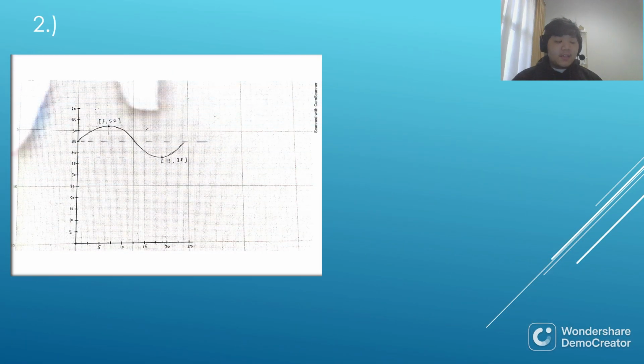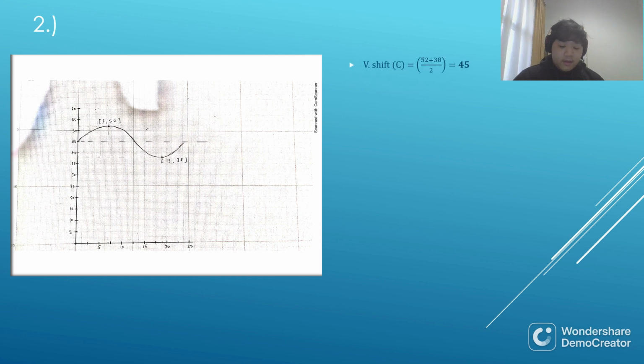Now, for number 2, as you can see on your screen right now, is the handmade graph that I have created on a graphing paper. The points that I have put on the graph will be on 7 for the x value and 52, and the other one is 1938.